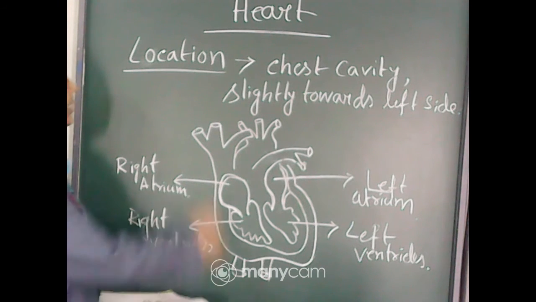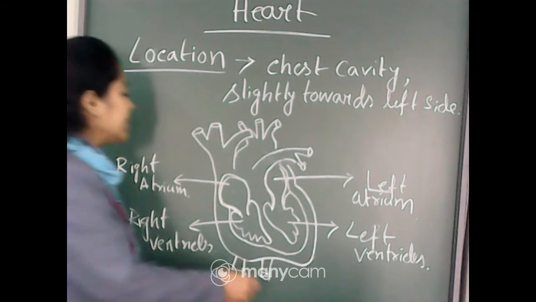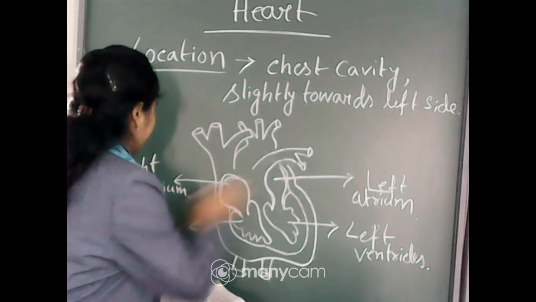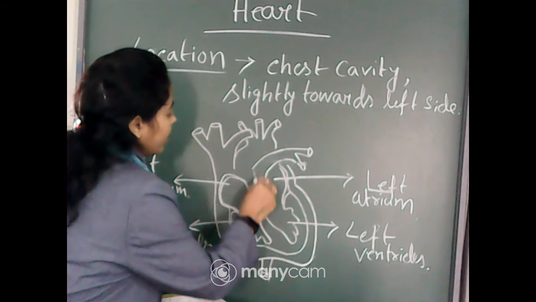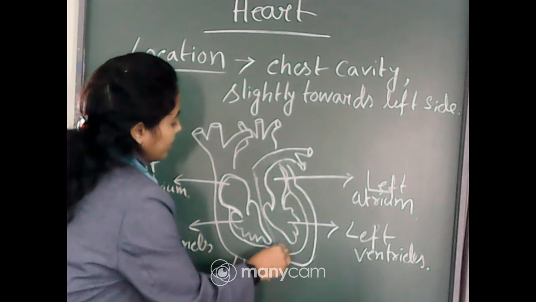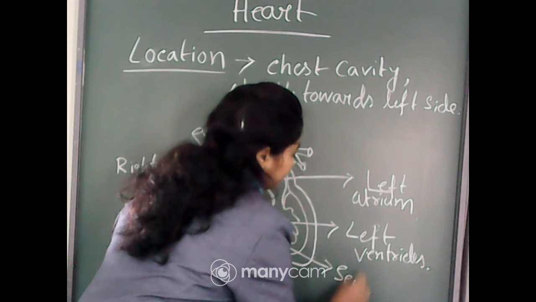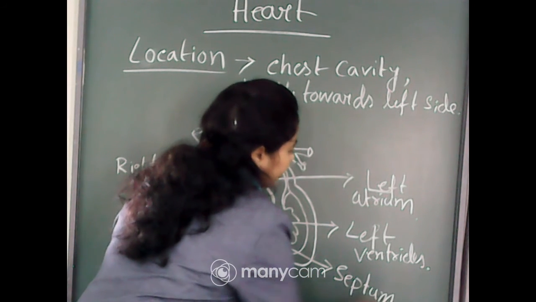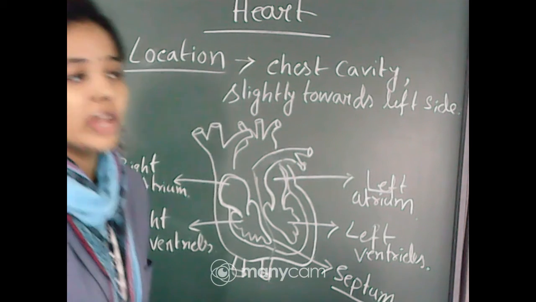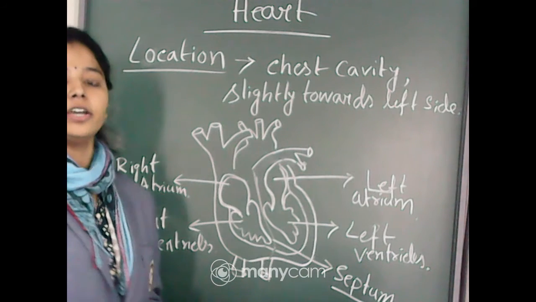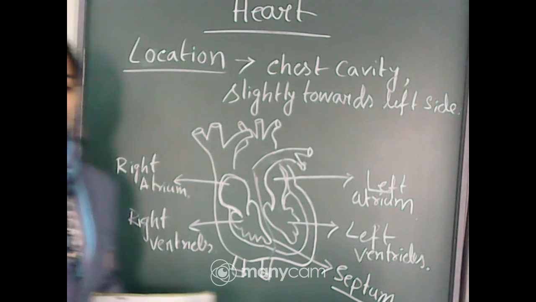Now, you have seen four chambers are present in the heart. Okay, but the right atrium and right ventricle are separated from the left atrium and left ventricle by a partition between them. This partition is known as septum. This septum is there to prevent the mixing of oxygenated and deoxygenated blood. Understood, everyone? Understood?